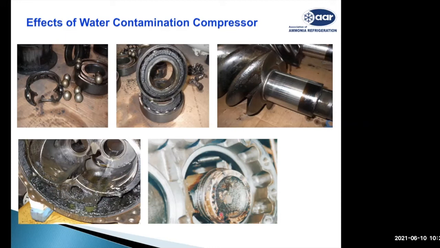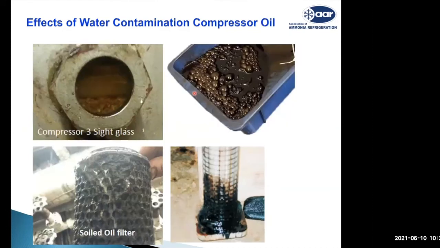You can see how the water has affected the system, how sludge has formed, how overall a compressor has failed, and how my maintenance cost has gone up. These are the actual photographs where we monitor a heavy water content in the ammonia plant. And typically, you can see how the filters get sludged and clogged, like you can see over here.